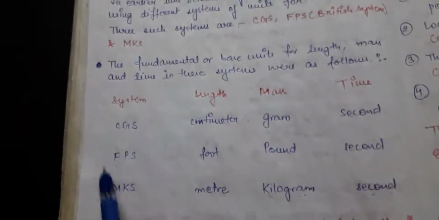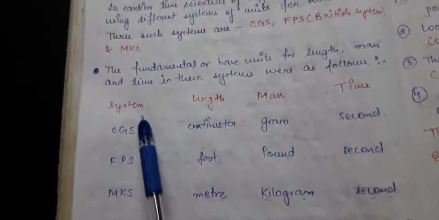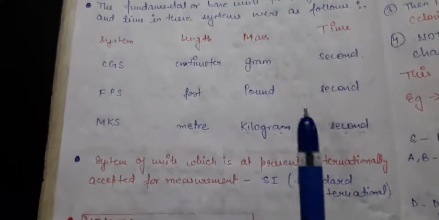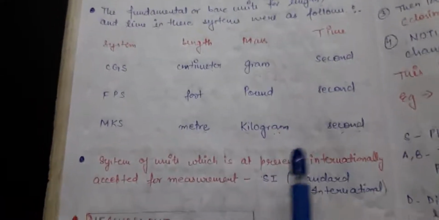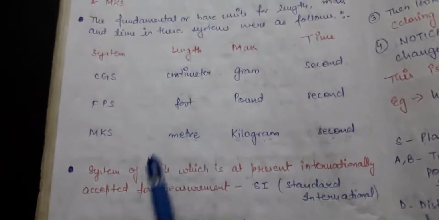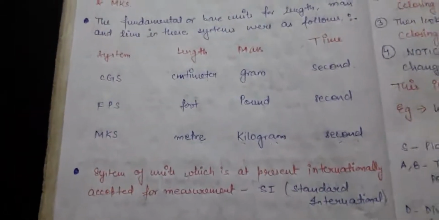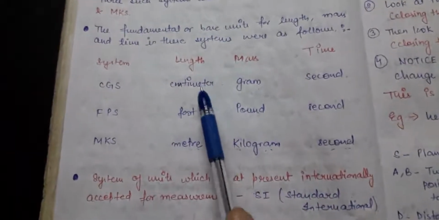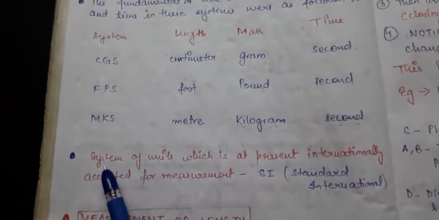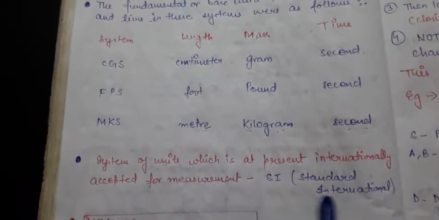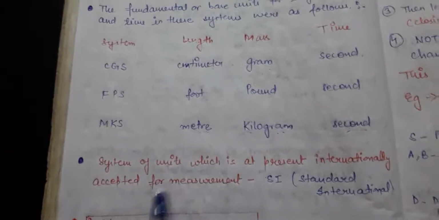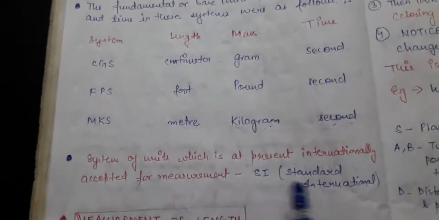So these systems became popular. Then all the scientists came together internationally and decided to have one international base system, so that at the national or international level, whenever we mention any physical quantities, their dimensions or units must be the same. Then the system came that is known as Standard International, the system of units which is at present internationally accepted for measurement of anything.